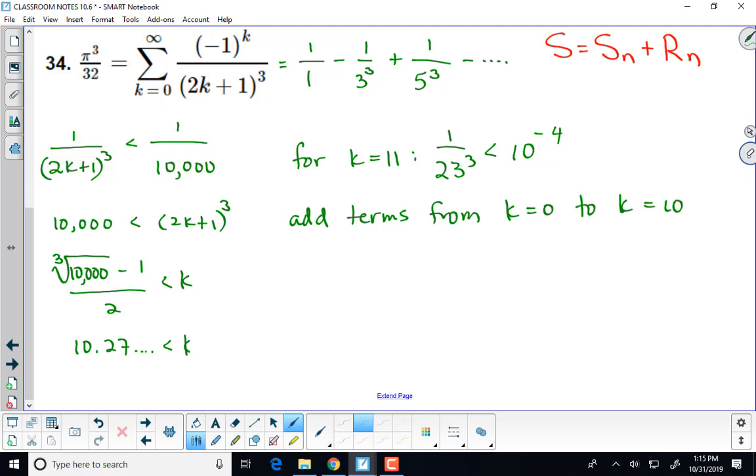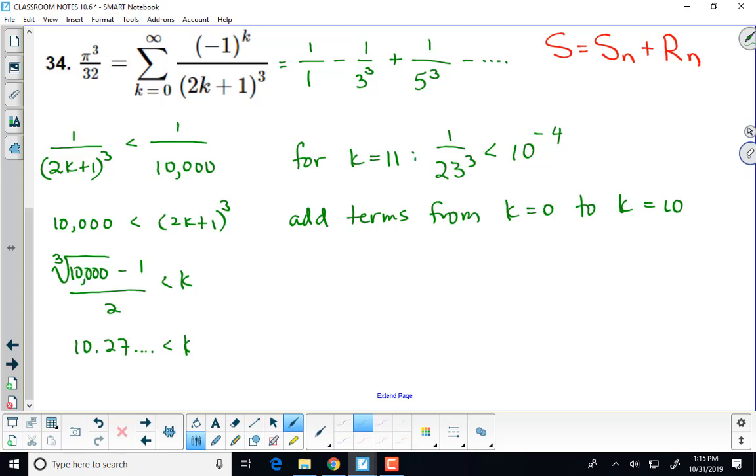So when k equals 11, we get a value less than 1 over 10,000. So we add up everything in front. When k is 11, we generate our error term that's less than our threshold. We add up everything in front of it.